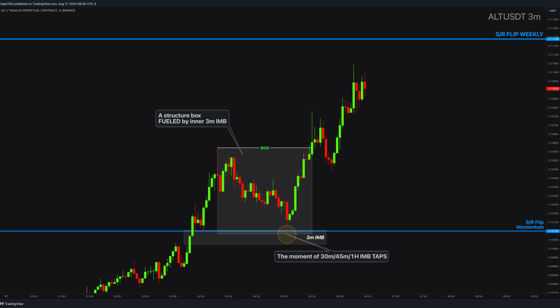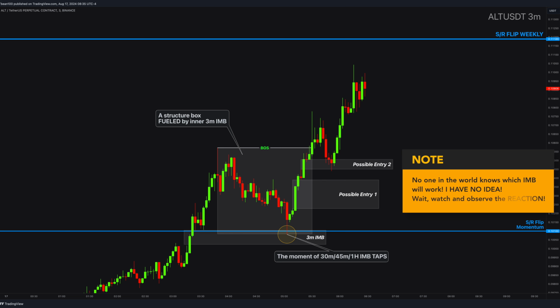Notice what happens here. Price strongly breaks upwards, creating a very lovely structured box which is also fueled by this inner imbalance. Remember the masterclass and tricks of stronger structured boxes I have taught you. Then you have two entry possibilities with these two imbalances. Which one is going to work?